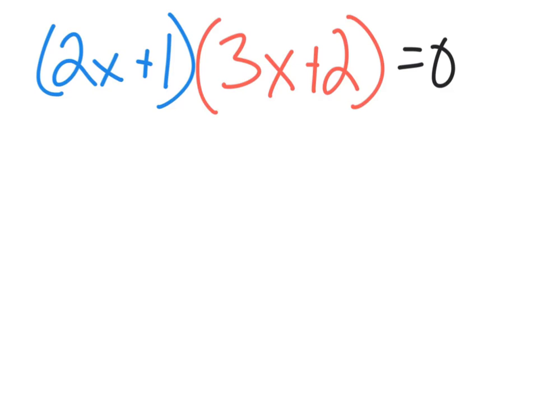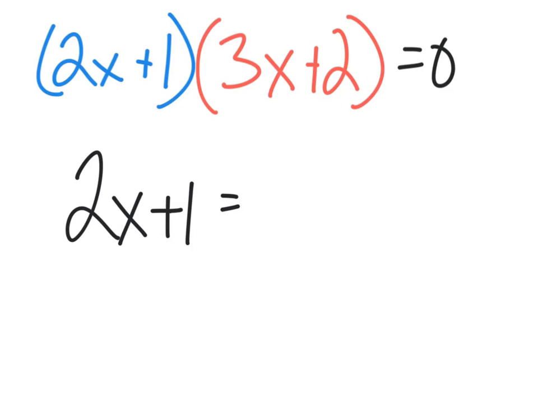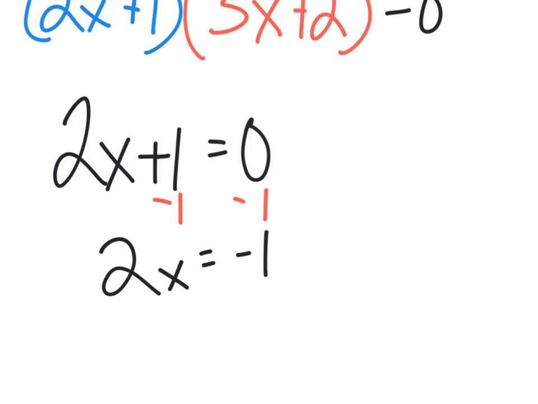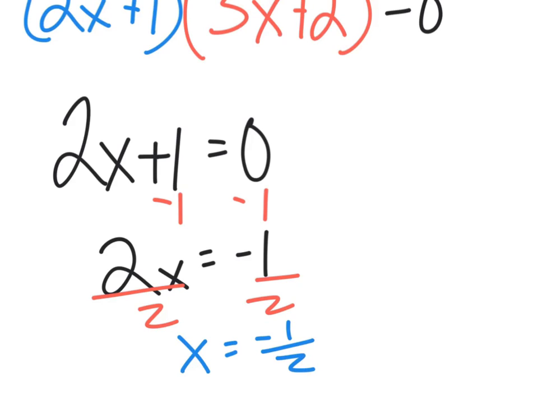What are the roots? So I'm going to rewrite this like 2x plus 1 equals 0. We've got to subtract 1 from both sides, and when we do, we've got 2x equals negative 1. And then when we divide both sides by 2, that's going to give us x equals negative 1 over 2. Beautiful. So that's our first root.